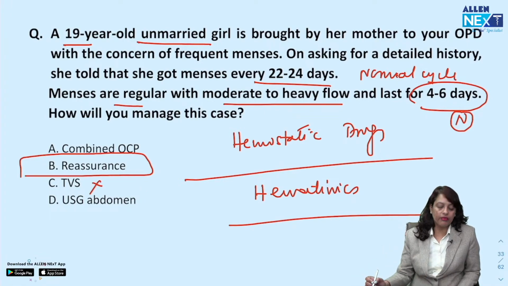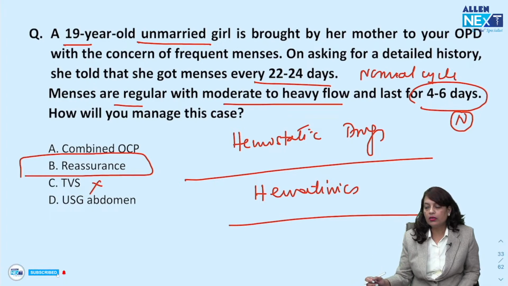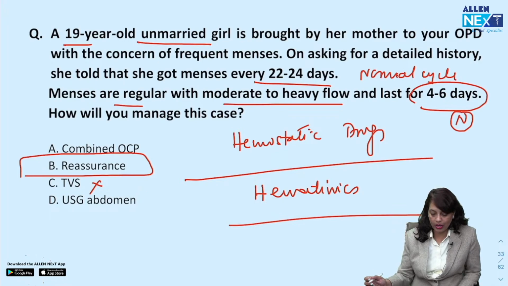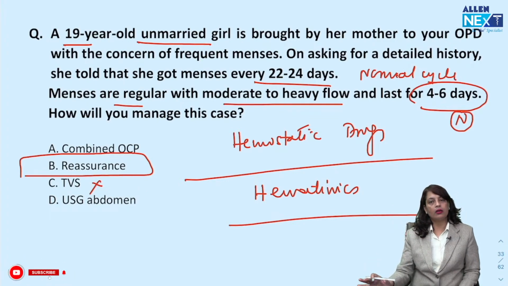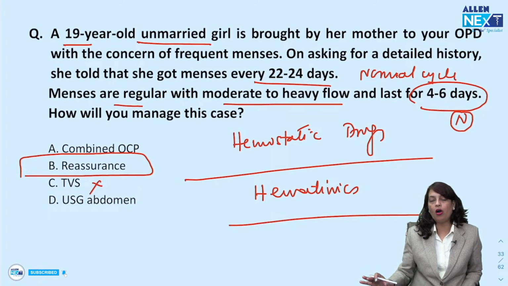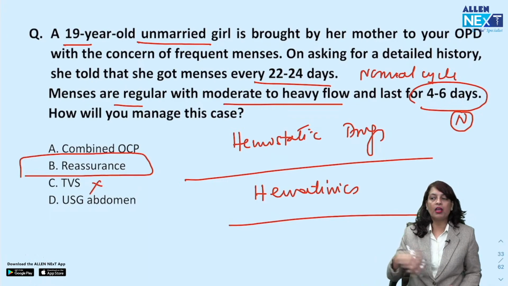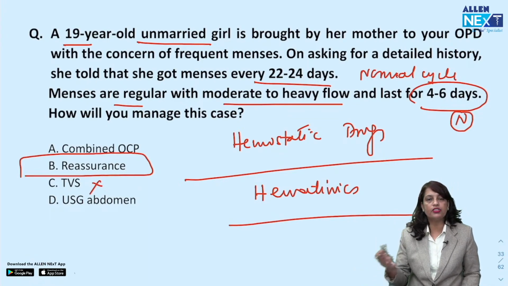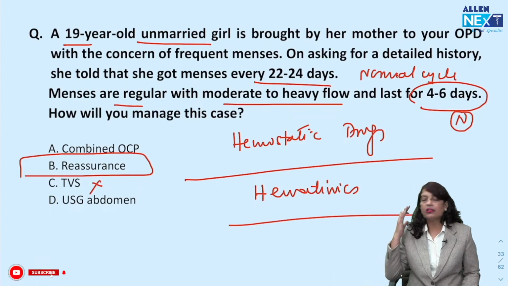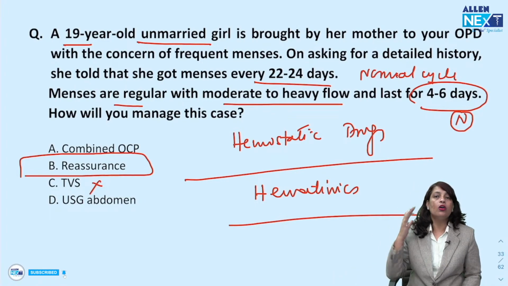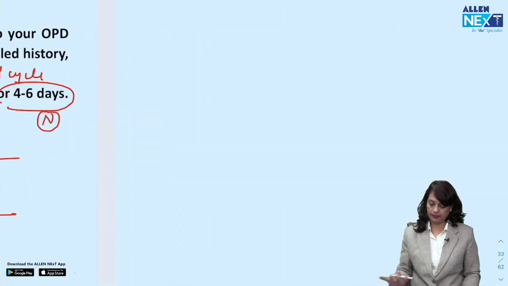In an unmarried girl, you never do TVS. With ultrasound you are not going to gain anything, because it appears to me that just the hormonal ratio has been altered, a hormonal imbalance, or maybe the cycles are anovulatory. So just reassurance, hematinics and hemostatic drugs, that is all that is needed in this patient. If this patient had come bleeding every 10 days, or every 15 days, or bleeding continuously, then we might have to put her on hormones, but not in this case.